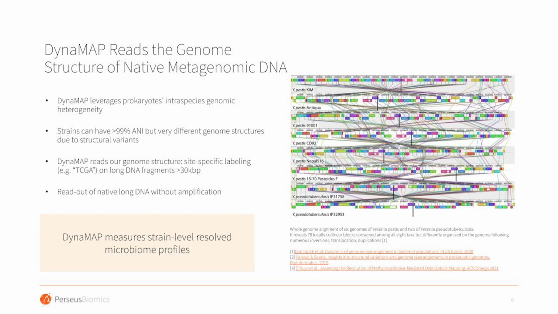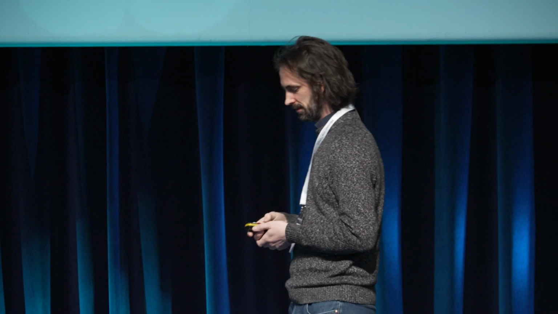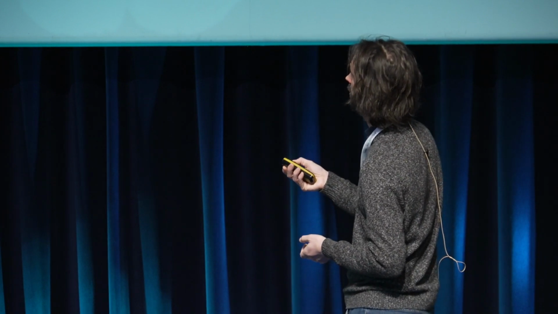However, we look at very long fragments. We look at 50 kilobase pair long fragments. And that means that we become very sensitive to another phenomenon that causes strain differentiation, which is, of course, structural variation. And especially in bacteria, this is a very common mechanism.